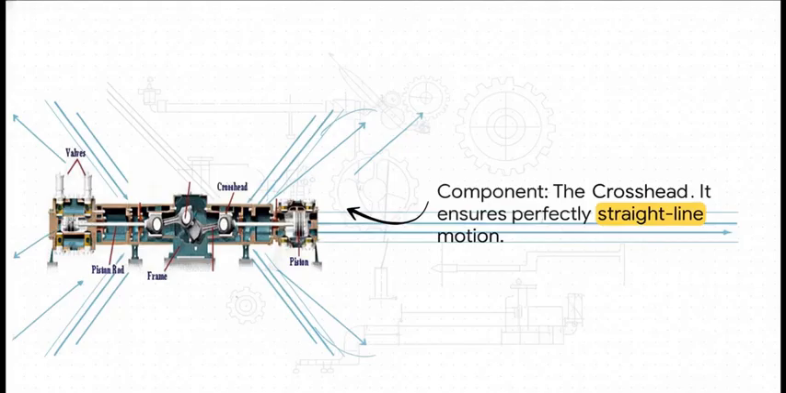Now this part, the crosshead, this is just a brilliant piece of engineering. You see, the connecting rod naturally wants to wobble from side to side as it moves, but that would waste a ton of energy and probably cause a lot of damage. So the crosshead prevents this. It slides inside a perfectly machined guide, absorbing all that sideways force, and it makes sure that the piston rod moves in an absolutely perfectly straight line. That precision is what makes the whole thing efficient and durable.